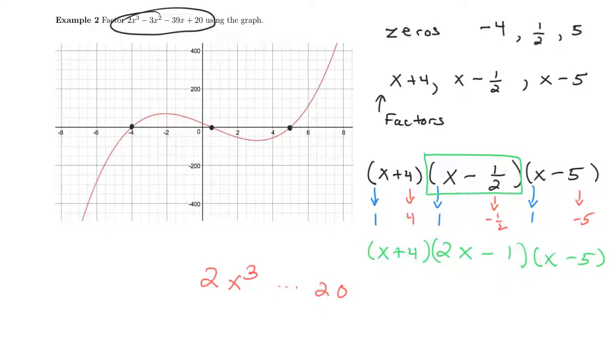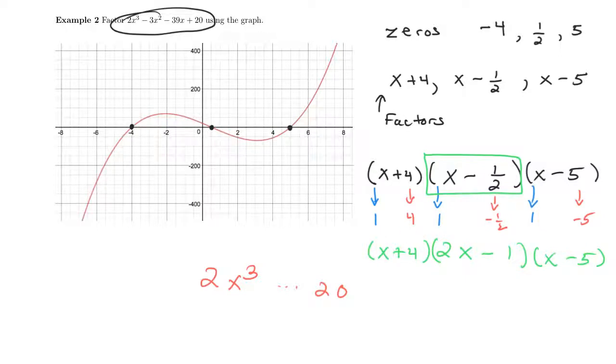Now if I multiply these together, I get 1 times 2 times 1. That gives me my 2x cubed. I then have 4, -1, and -5. That's going to be a positive number, and it's going to be positive 20. Here it is. This is the factored form of the polynomial.